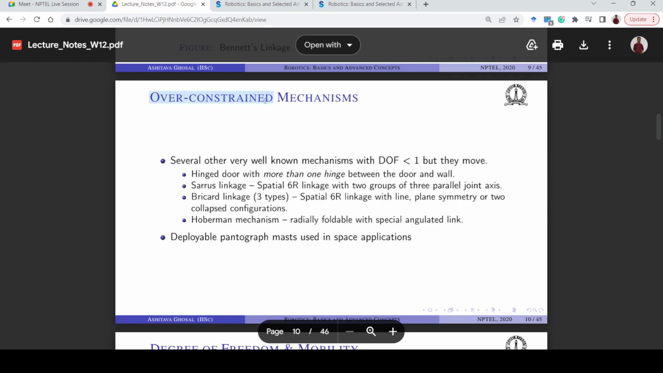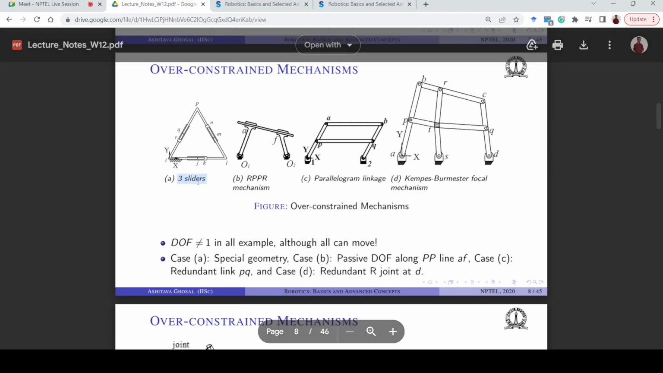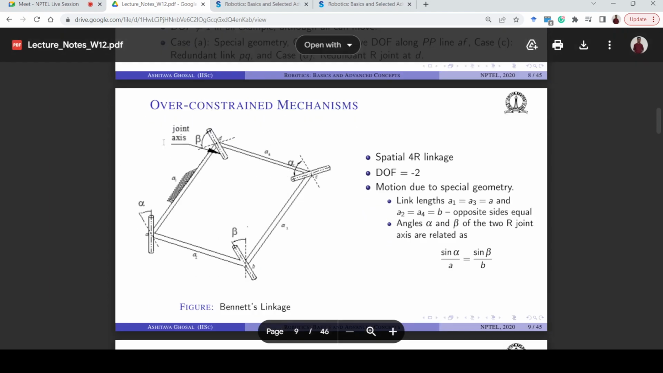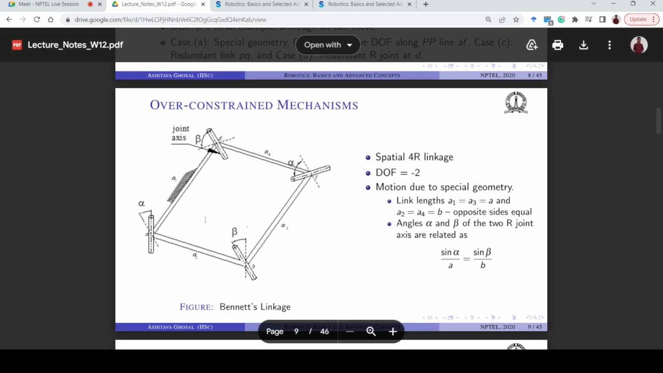Again, there are many different kinds of over-constraint mechanisms. Some of the examples were given here, like this RPPR mechanism, and there is an RRPR mechanism also. And there is this 4R linkage, the spatial 4-bar mechanism, with just revolute joints, but all the joint axes are not parallel, so the whole mechanism is not in a plane. It can go out of the plane. So this kind of mechanism is an over-constraint mechanism.